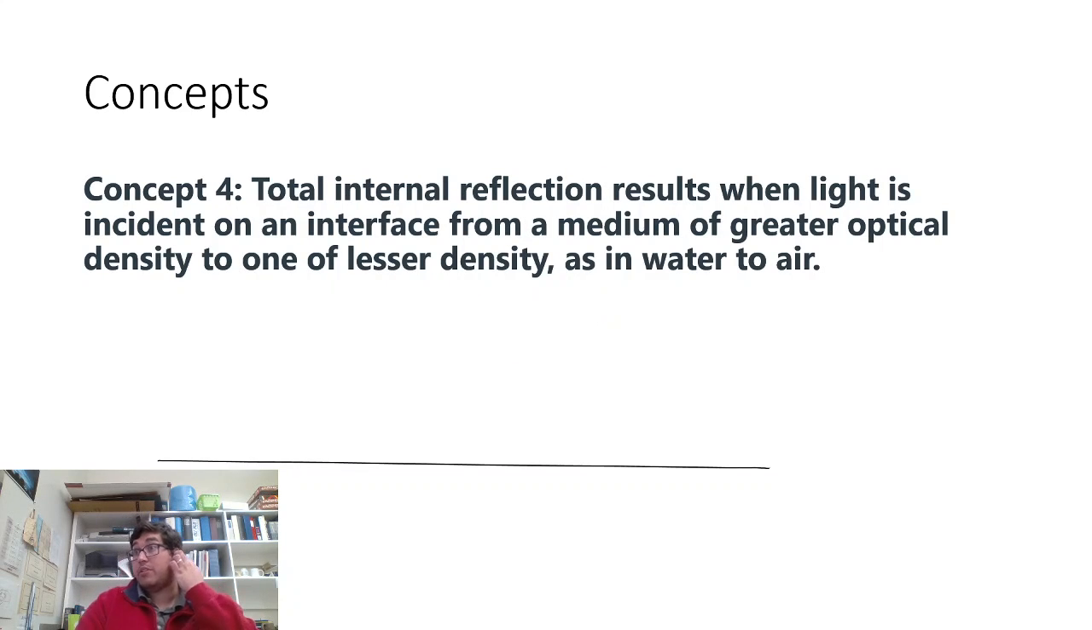And so total internal reflection results when light is incident on an interface from a medium of greater optical density to one of lesser. In this example, going from water to air. So if you've been in an aquarium, you might have seen this, right? If you have the big aquarium and you're looking up at the surface of the water, you can see that it looks like just a mirror surface. And it's because of total internal reflection.